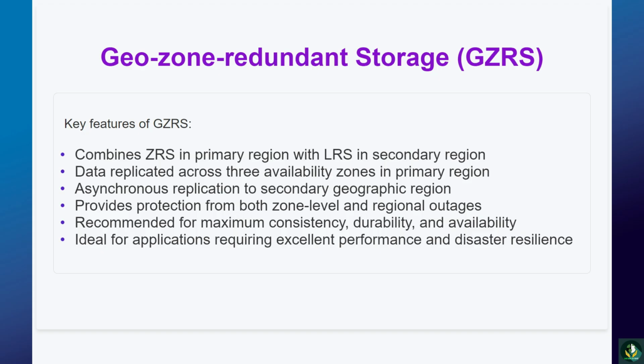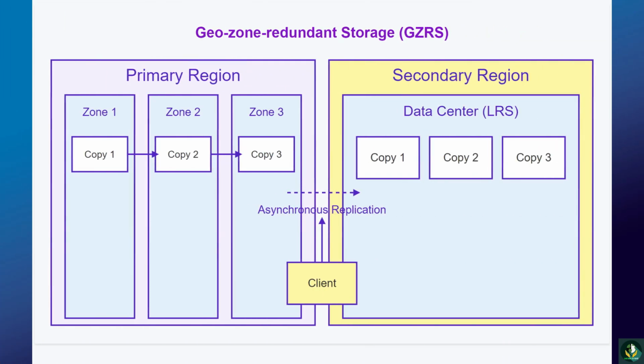For organizations with strict compliance requirements or data governance policies, GZRS offers the ability to maintain copies of data in geographically distinct locations while still providing the option to restrict access to the secondary region under normal conditions. This diagram illustrates the concept of GeoZone Redundant Storage, GZRS, in Azure, showcasing how data is replicated both across availability zones within a primary region and to a secondary region. Key elements of the diagram.